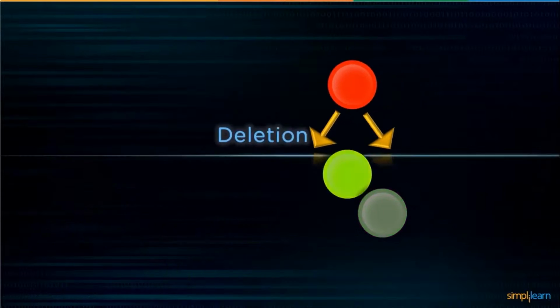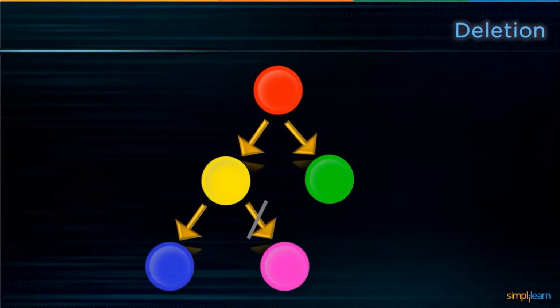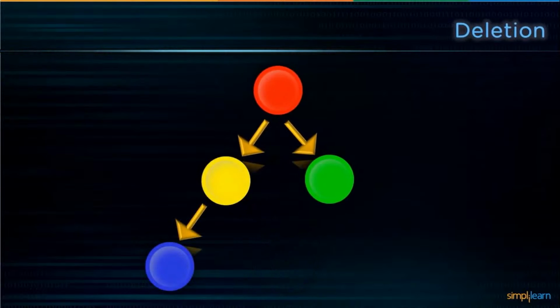At last, deletion. We will delete a node following the binary search tree rules. That is, the value of the left subtree should be less than the parent node, and the value of the right subtree should be greater than the parent node. Let's try these in the code editor.